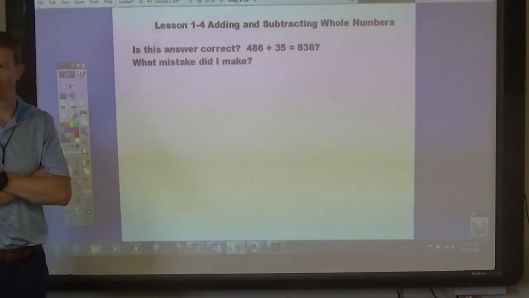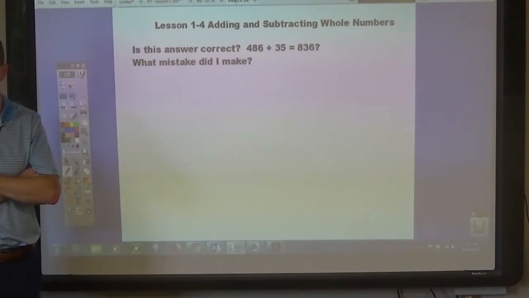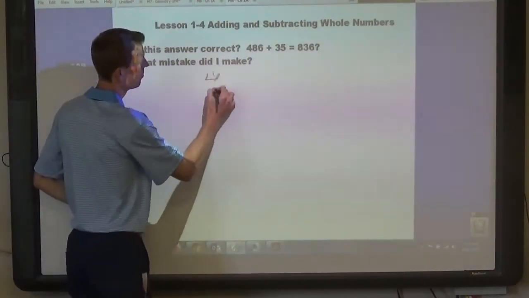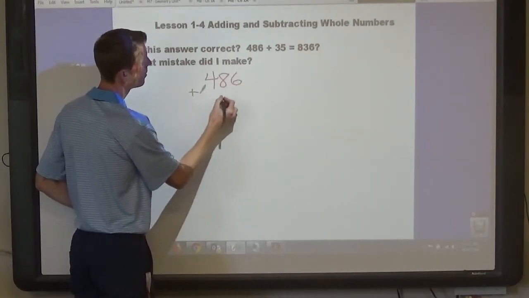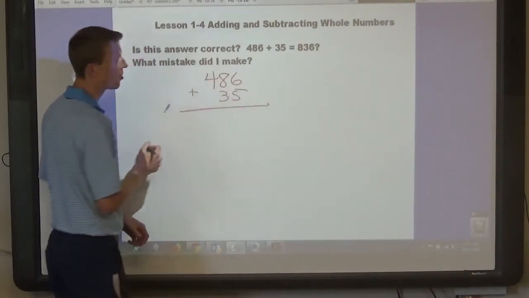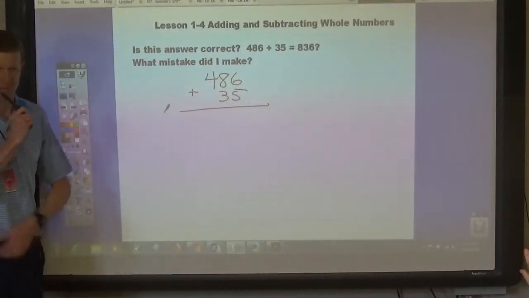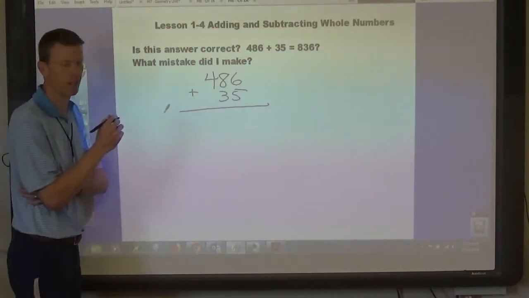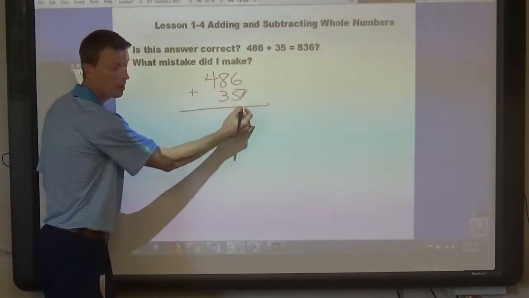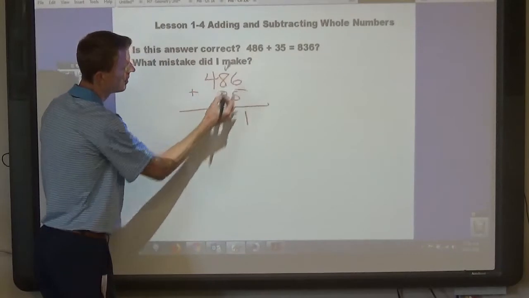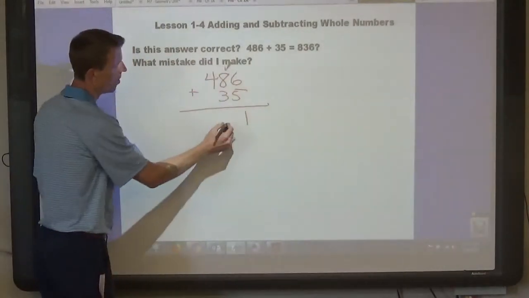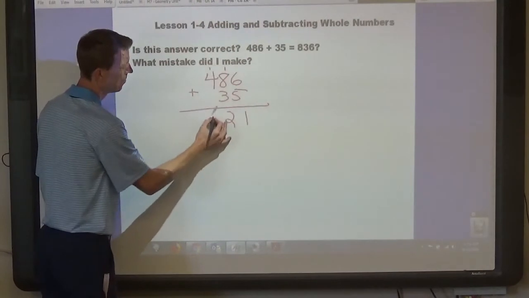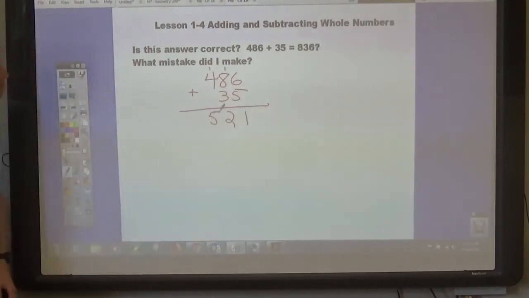How would you set up this problem? Kevon? Let's say that we lined it up this way. What is the actual answer? Kevon? So we would add 6 plus 5, right? Bring the 10 to the tens place. 12. 521. So what mistake? Has anyone found the mistake?